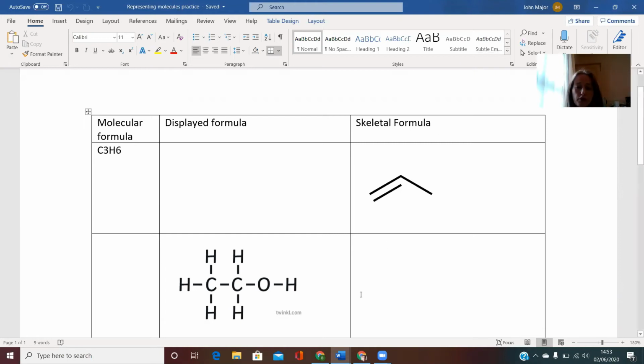Today I'm going to talk through how to represent molecules in different ways. So you can use the molecular formula, which just tells you the atoms present. So C3H6 has 3 carbons and 6 hydrogens, but it doesn't tell you how to draw that molecule.